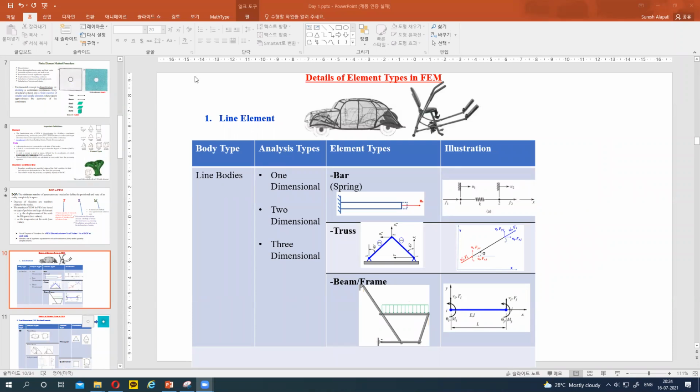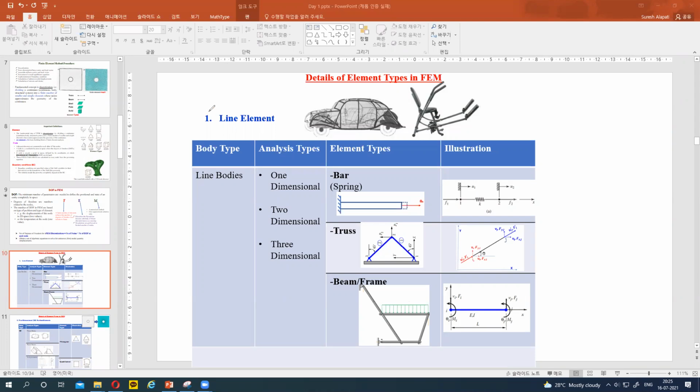So the details of element types in finite element method. Okay, what are the details of elements? So as I said, right, depending on the problem, we can assume something, right? So we can convert a 3-dimensional problem into a 1-dimensional problem or 2-dimensional problem, or we just solve the 3-dimensional problem as it is. So depending on the type of analysis, 1-dimensional or 2-dimensional, we have different elements, okay.